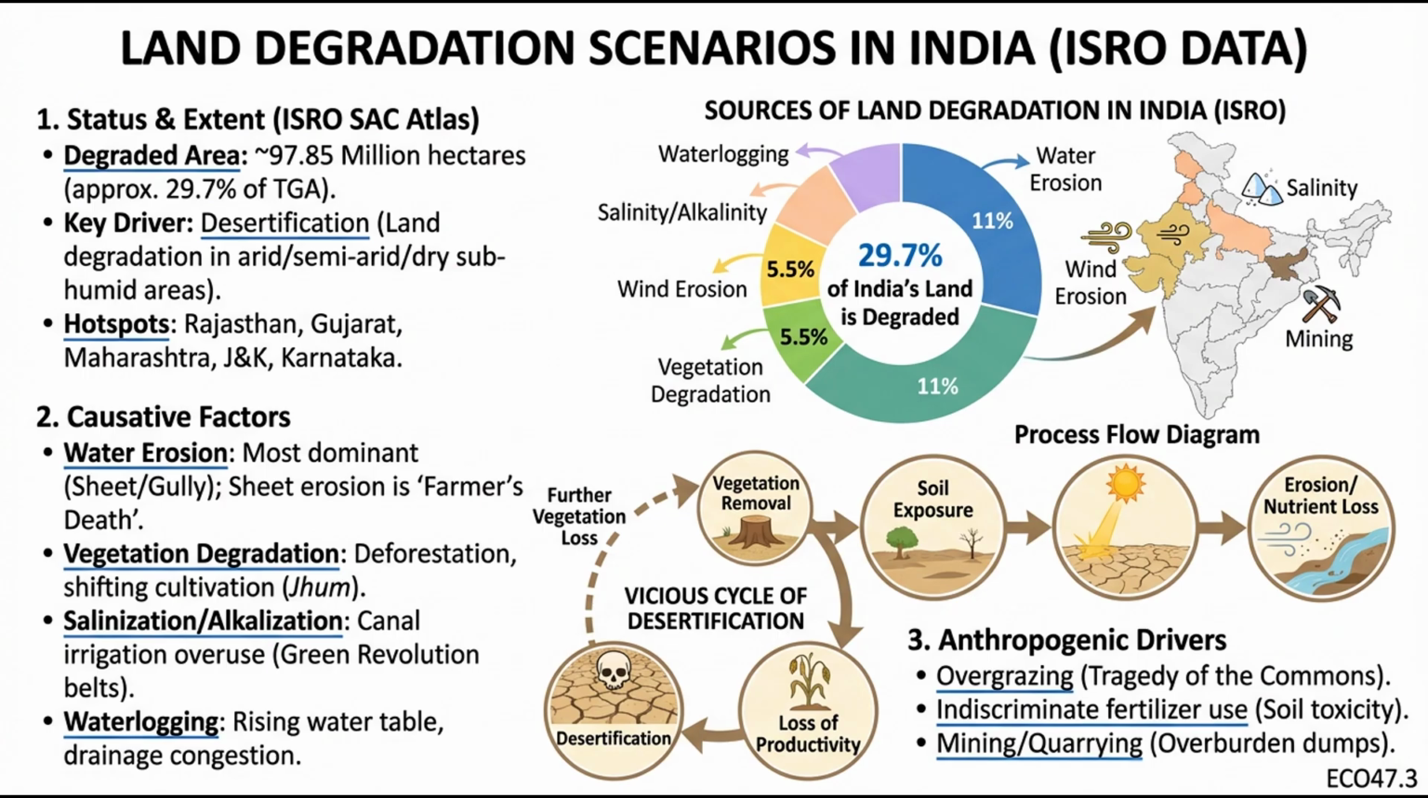We must also recognize the anthropogenic drivers, human-induced factors. Overgrazing is a classic example of the tragedy of the commons, where shared pasture land is stripped bare. Additionally, in the Green Revolution belts, we see salinization and waterlogging due to the overuse of canal irrigation. When the water table rises too high, it chokes the root zone, turning fertile fields into saline wastelands.